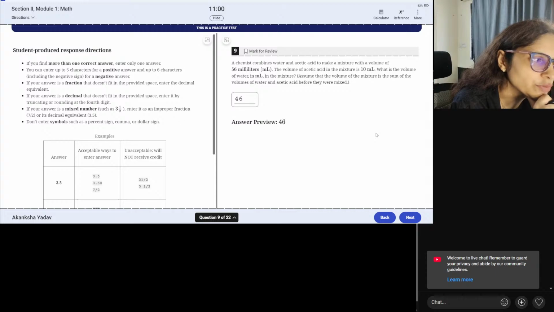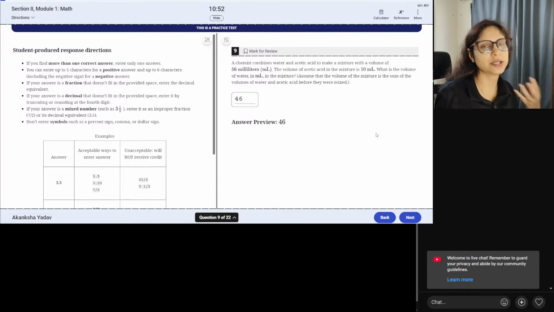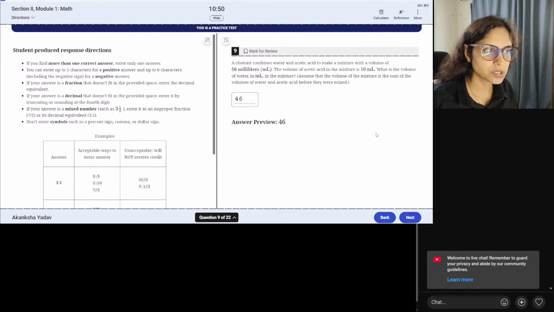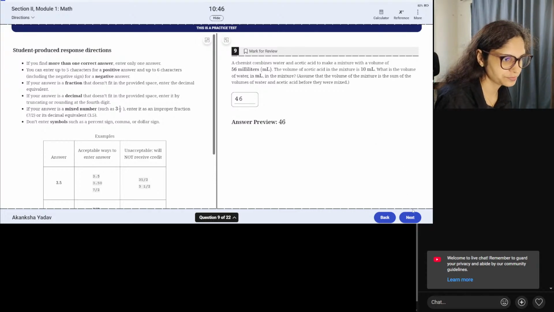There's a mixture of volume 56 milliliter. Acetic acid is 10 milliliter. Water you have to find out, and they're saying volume of mixture is sum of volume of water and acetic acid before they were mixed. So it is sum. So 10 plus x has to be 56. X has to be 46.